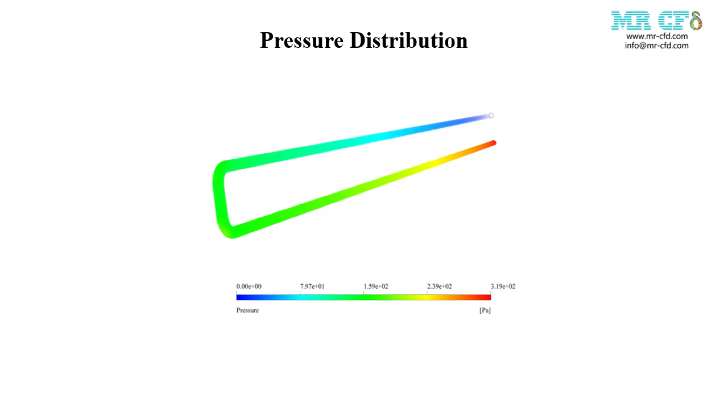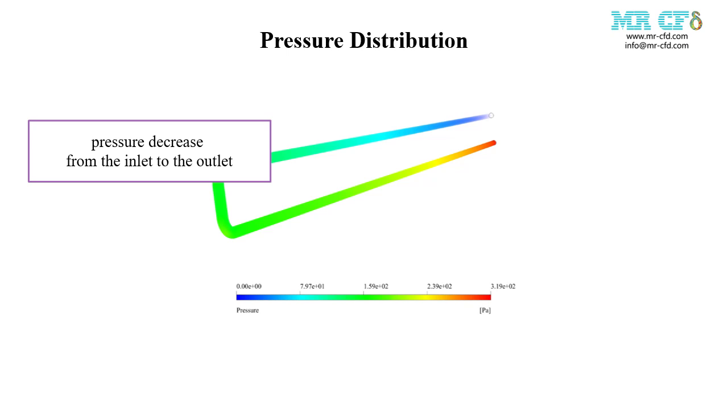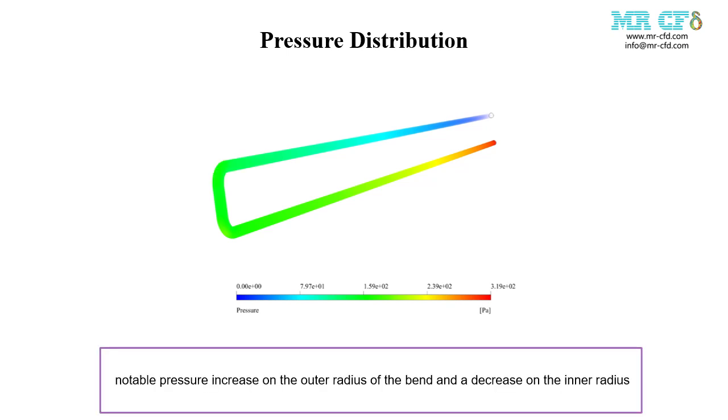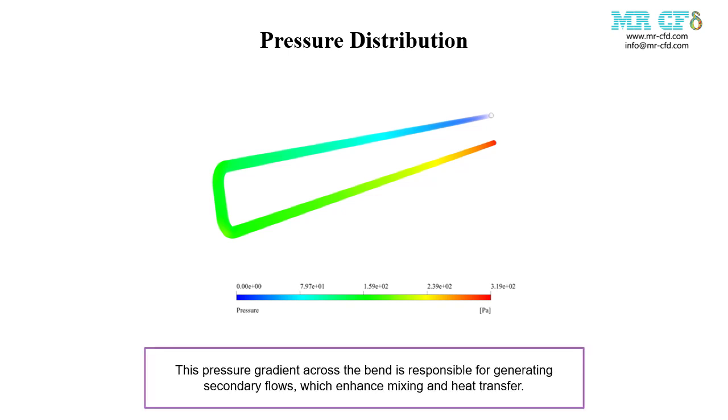The pressure contour shows a gradual decrease in pressure from the inlet to the outlet, which is expected due to frictional losses. There is a notable pressure increase on the outer radius of the bend and a decrease on the inner radius. This pressure gradient across the bend is responsible for generating secondary flows, which enhance mixing and heat transfer.